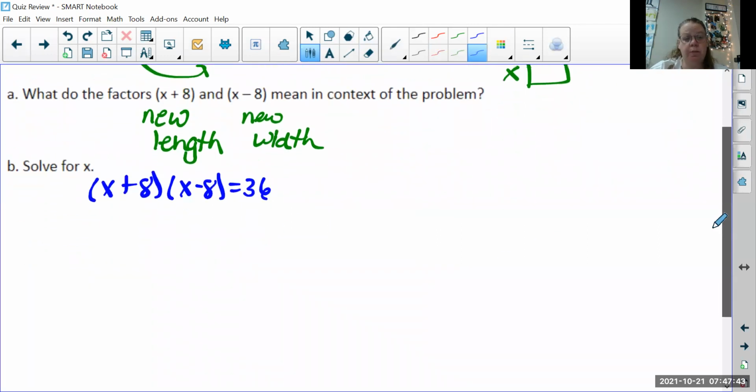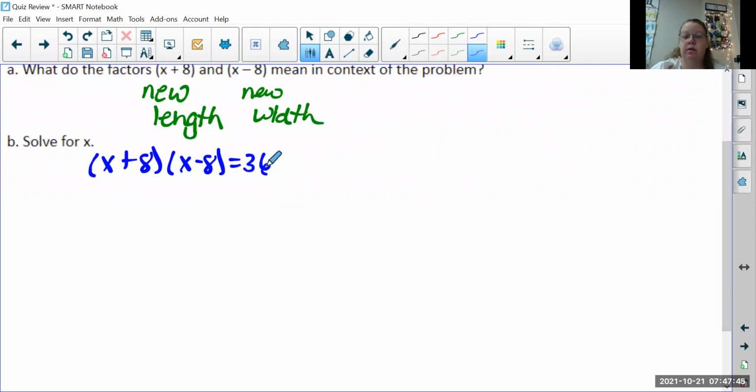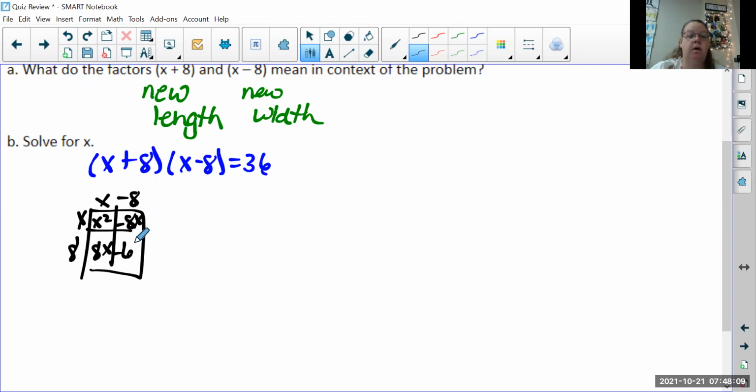Well, we should know by now, we always need this to equal 0. So I'm going to multiply these out so that I can get this to equal 0 and combine like terms. So X plus 8 and X minus 8, I'm going to do my box. That gives me X squared, negative 8X, positive 8X, and negative 64.